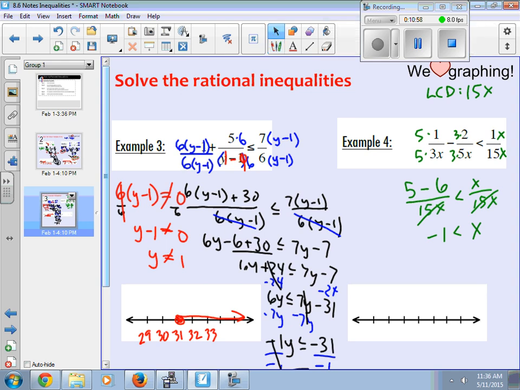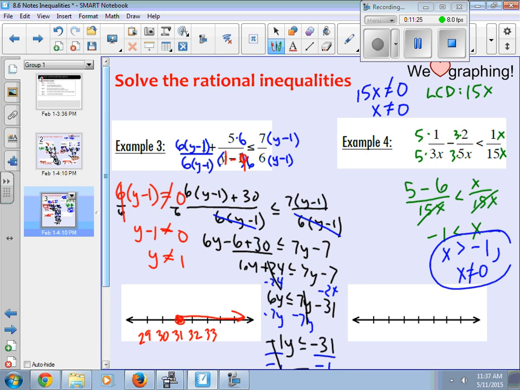Remember though, on these ones, you probably want your variable on the left, since most of you are more comfortable with that. It's pointing at the negative 1. So it's all the numbers greater than negative 1. Also though, we need to check our least common denominator of 15x. We know it can't be equal to 0. So if we divide both sides by 15, looks like x cannot equal 0 on this one.